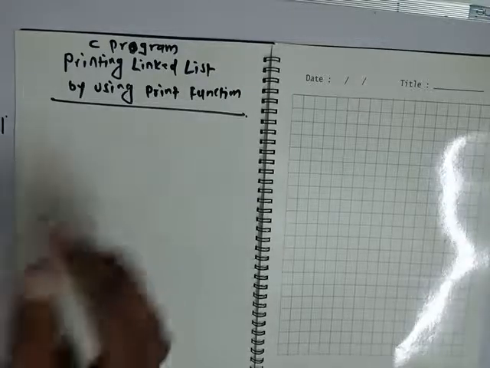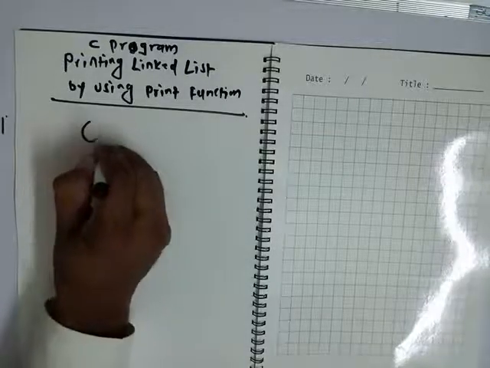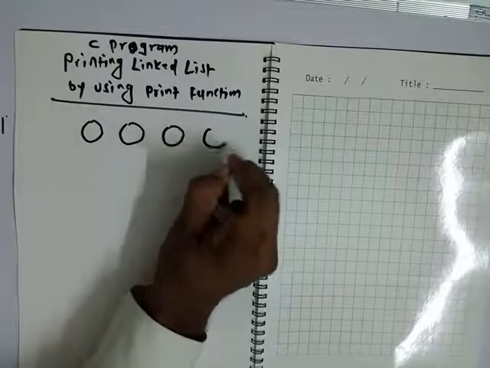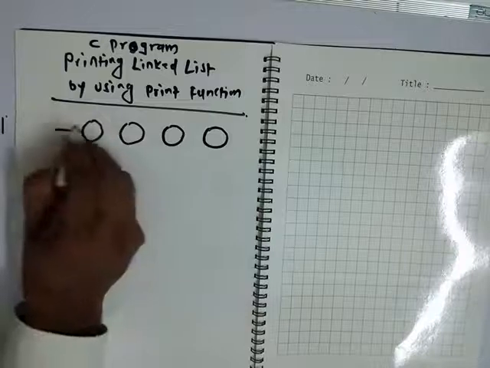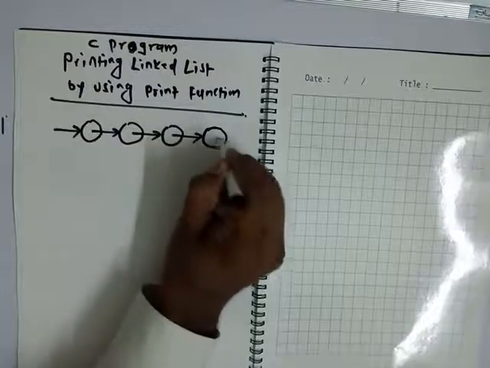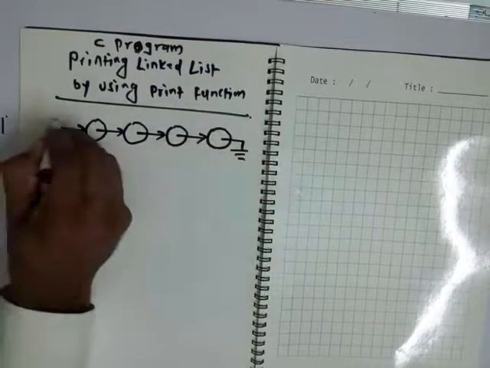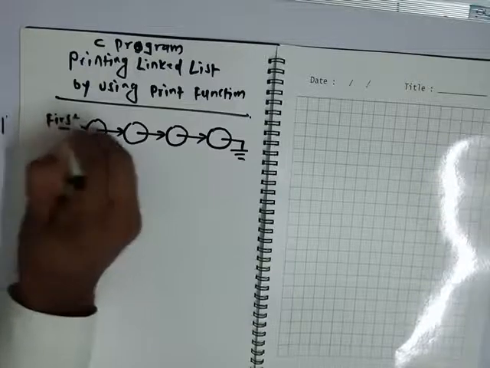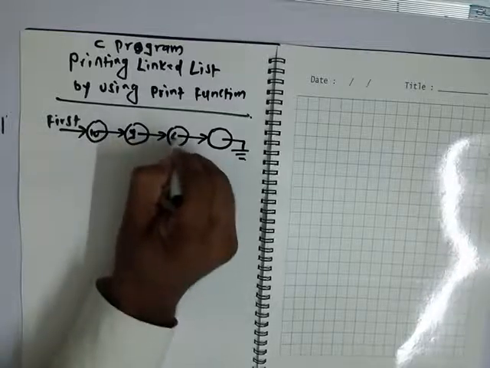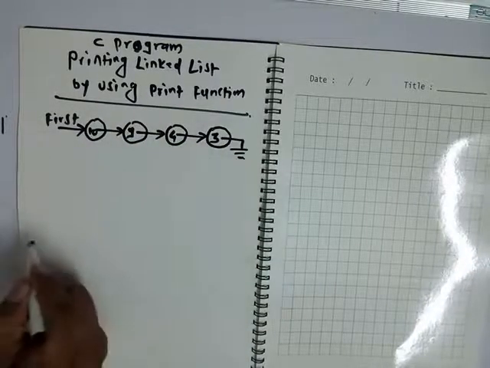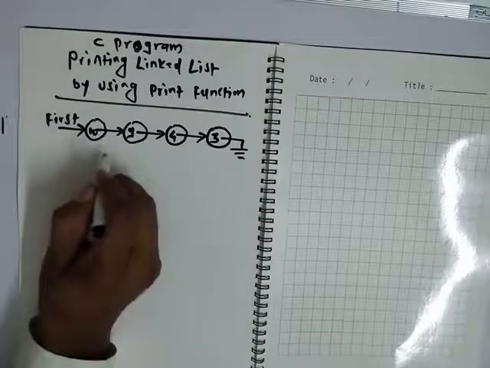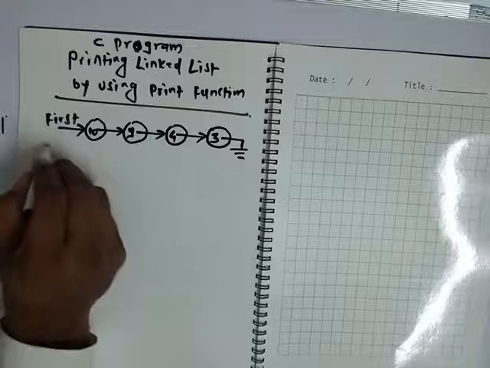Right? So let's say this is our linked list inside the main function, which is created inside the main function. Let's say this linked list is pointed to by a first pointer. So 10, 9, 4, 3. We have this linked list pointed to by the first pointer, and I want to print that linked list by using a print function. So let's write a program for that.